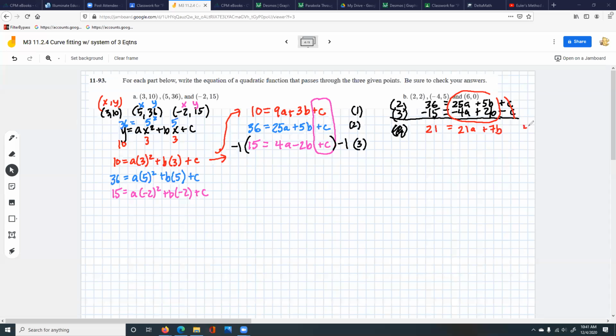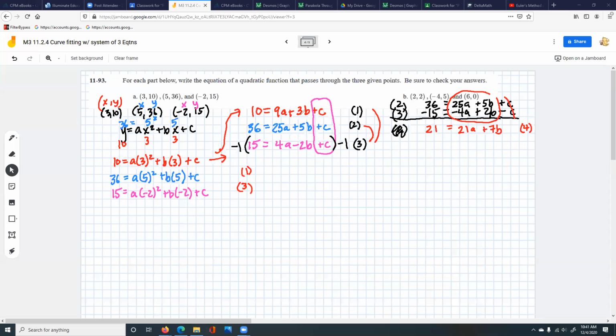Oh, so this is a new equation. This is equation 4. Now I need to make an equation 5, right? By adding 2 other equations. So I added 2 and 3. So now I can add 1 and 3, right? Let's do 1 and 3. I'm going to add 1 and 3 together.